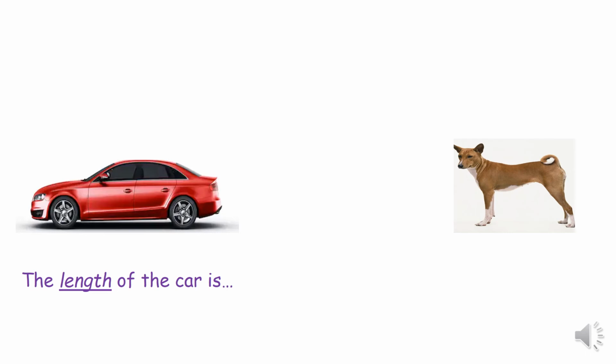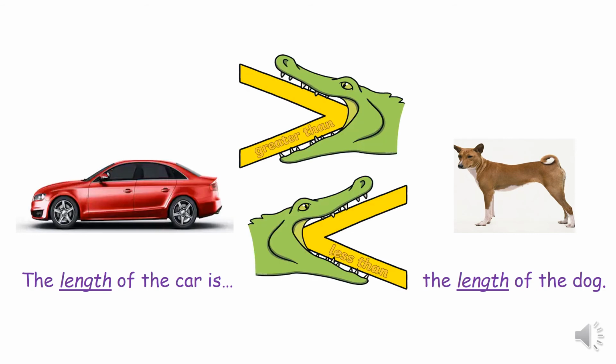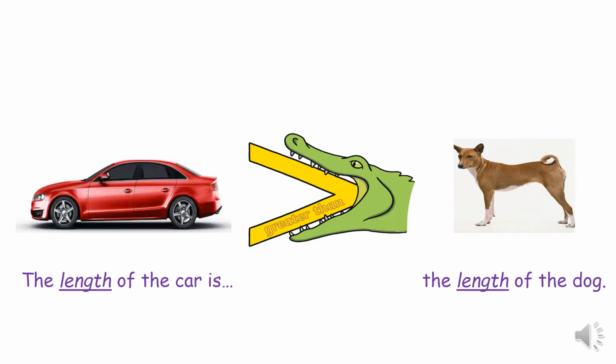The length of the car is than the length of the dog. Which of those symbols do you think I'll be using? The length of the car is greater than the length of the dog? Or the length of the car is less than the length of the dog? The length of the car is greater than the length of the dog, and we've used this symbol to show that. And that is because the car's length is longer than the dog's length.